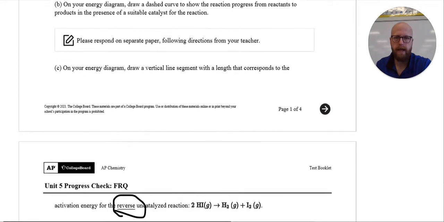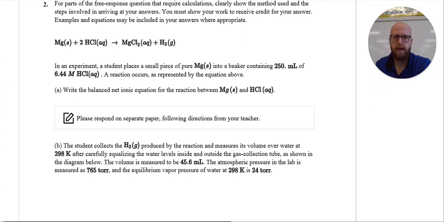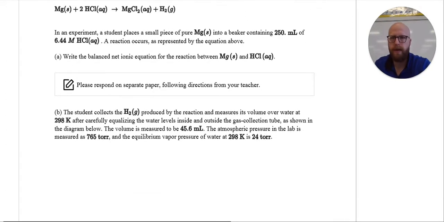All right, so let's go ahead and take a look at the second question here. So for parts of the free response, all right, here's the reaction. We have magnesium plus hydrochloric acid going to magnesium chloride and hydrogen gas. In an experiment, a student places small pieces of magnesium into a beaker containing 250 milliliters of 6.44 molar hydrochloric acid. A reaction occurs represented by the equation above. Write the balanced net ionic equation for the reaction.